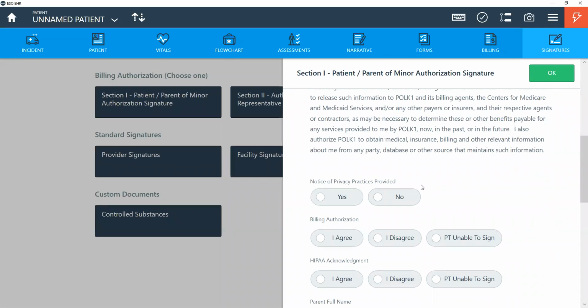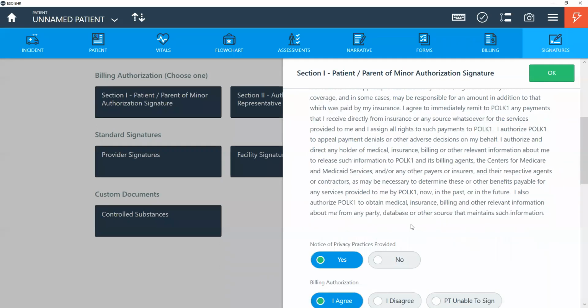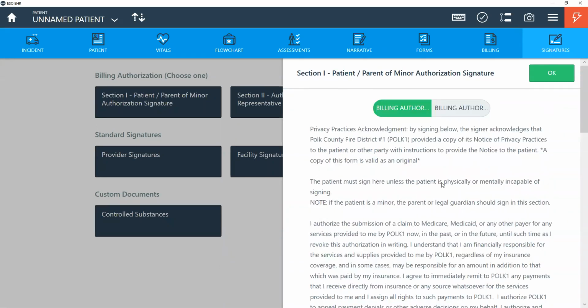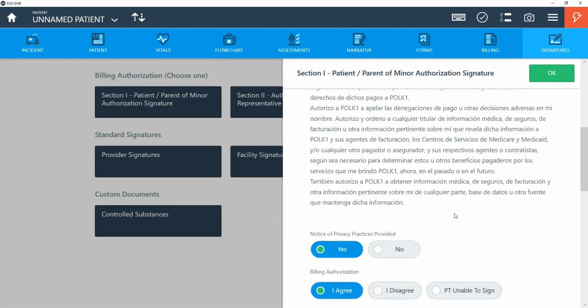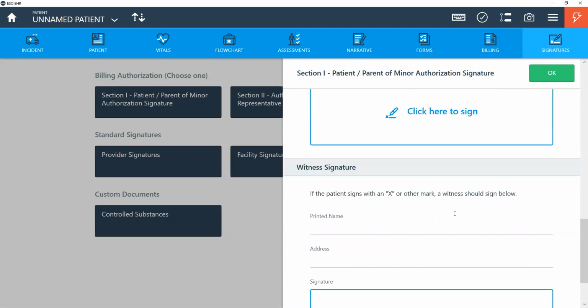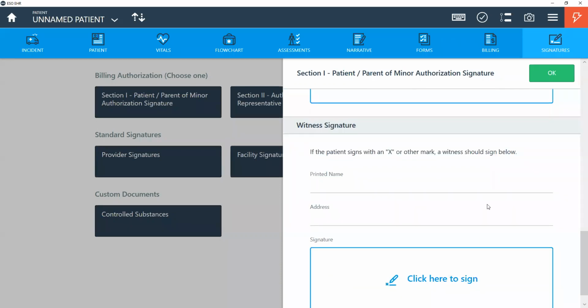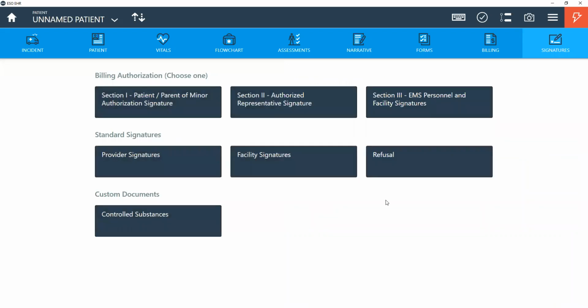Did you provide them a notice of privacy practices? Yes or no? Ideally, that should always be yes. And then do they agree to the billing authorization, and do they acknowledge that they got the HIPAA information, right? And we provide that billing authorization information both in English and in Spanish. So please make sure that you present it in the language that they prefer if it's one of those two languages. And there is room for a witness signature if the patient's signature is not legible, or if they just put their mark or their X or what have you because they weren't feeling well.